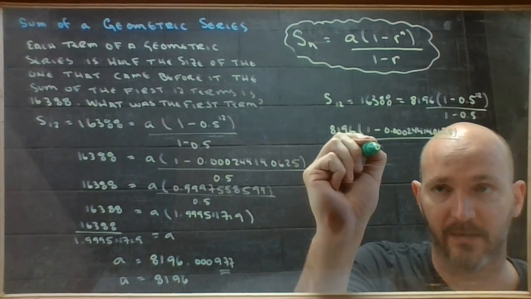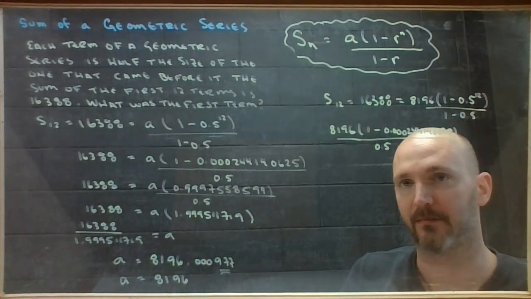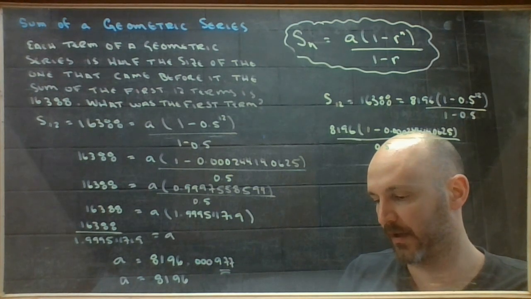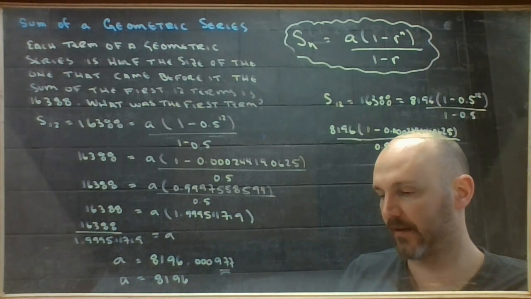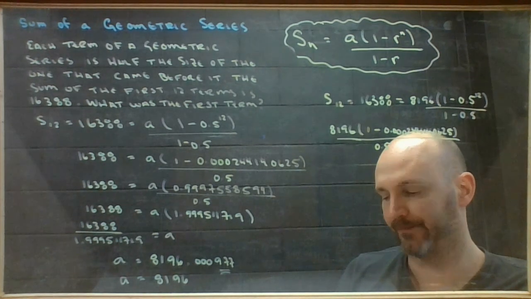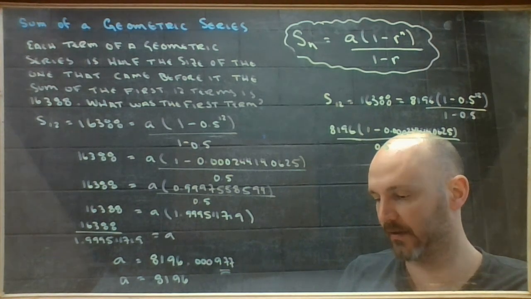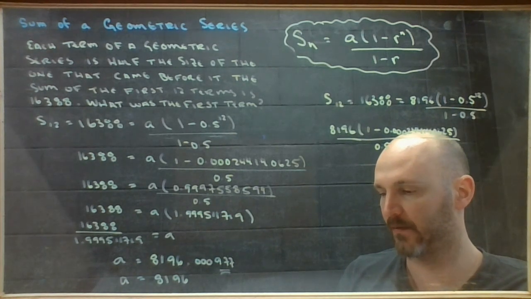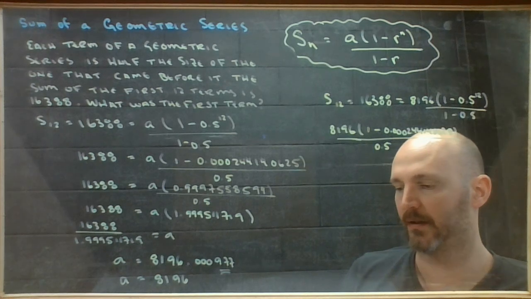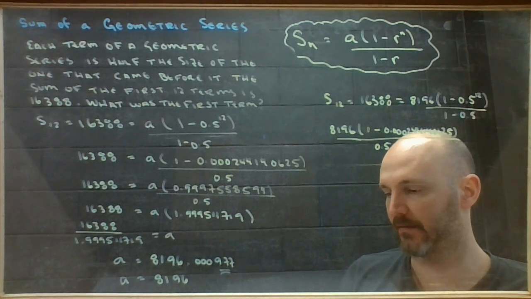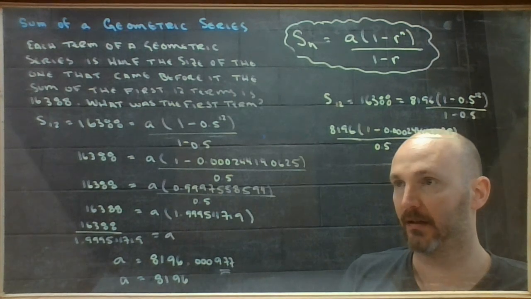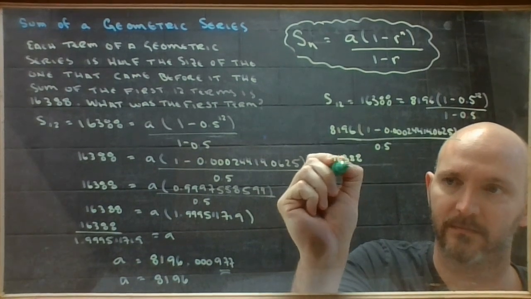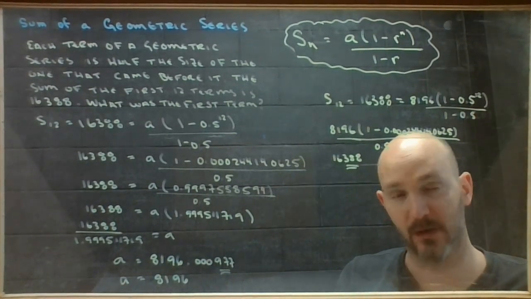1 divided by 0.5 is 0.5. 8196 multiplied by 1 minus 0.5 to the exponent 12 gives me a syntax error, which is annoying. 1 minus 0.5 to the exponent 12 divided by 0.5 gives me 16,388. Okay, so it worked.